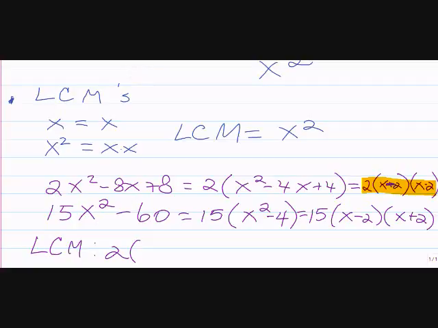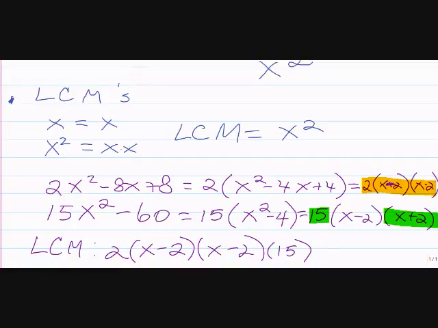All right, we need everything that's in the factoring of the first expression. So 2, x minus 2, I need both of those. If I've got 2 of them, I need 2 of them. And then everything in the second expression. So I need the 15. I need a single x minus 2. I have a single x minus 2 already, so I'm okay. Oh, but I need an x plus 2.